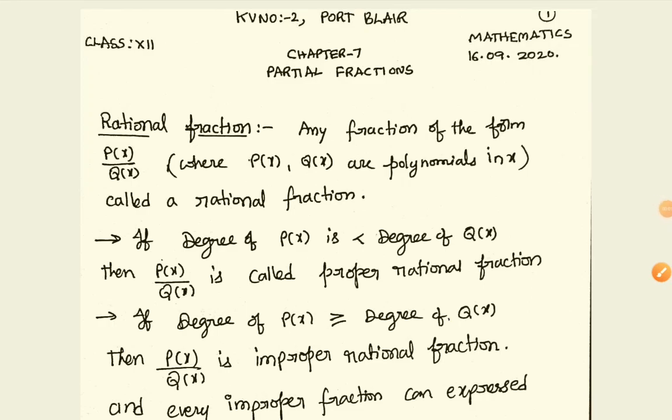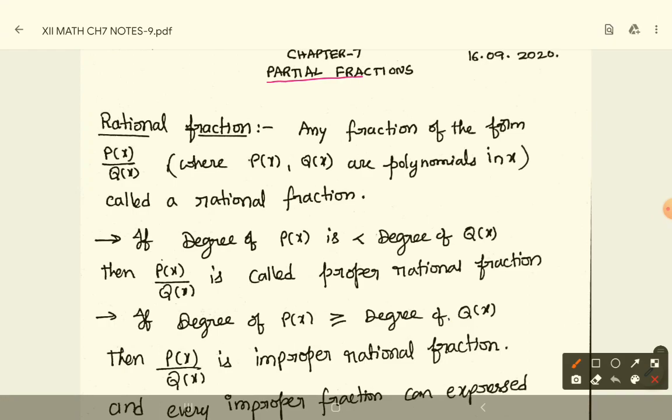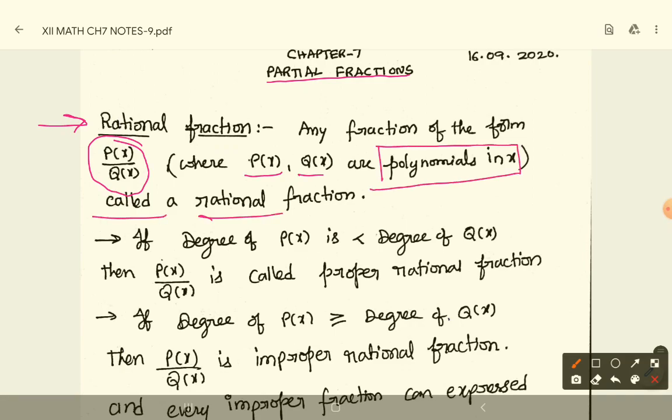Students, this is class 12th mathematics, chapter 7, integrals. In that integrals chapter, there is a concept called partial fractions. In these partial fractions, you should first know what a rational fraction is. Any fraction of the form p of x by q of x, where p of x and q of x are polynomials in one variable x, is called a rational fraction.